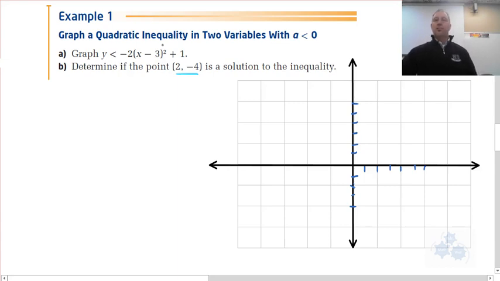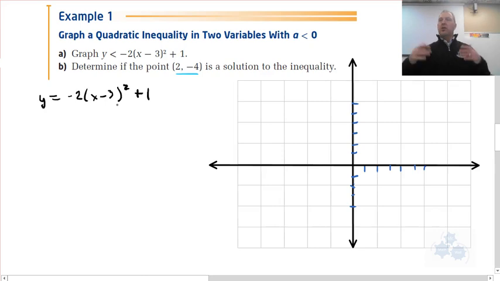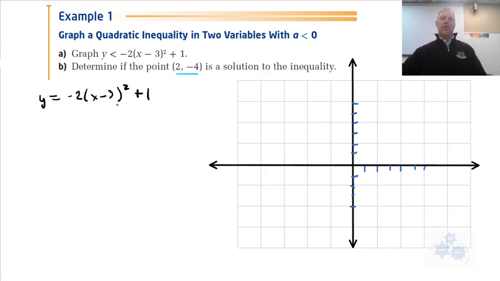So graph this. Okay, well, what we have to understand is that I can graph this actual equation, and that would form my boundary. So that's always the first step: graph the equation. Now this boundary is going to be dashed because there's no or equal to here, right? You can get on your graphing calculator, but let's practice without because you need to understand how to graph without as well.